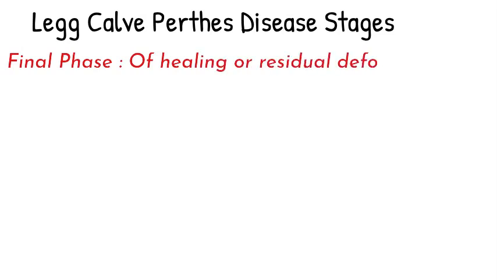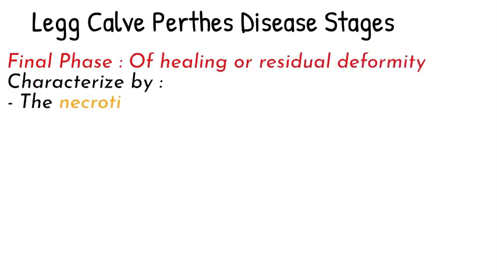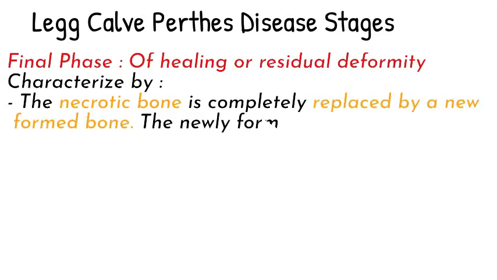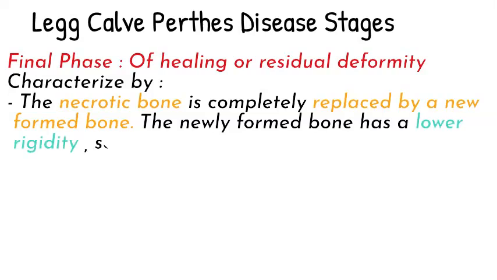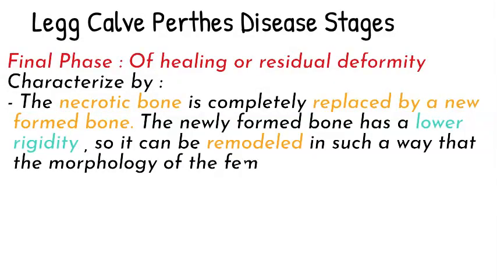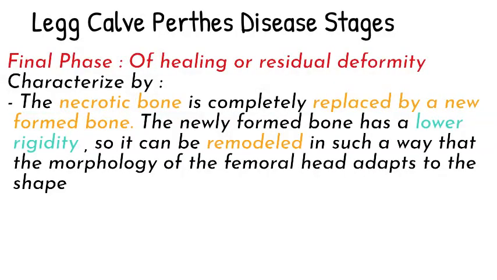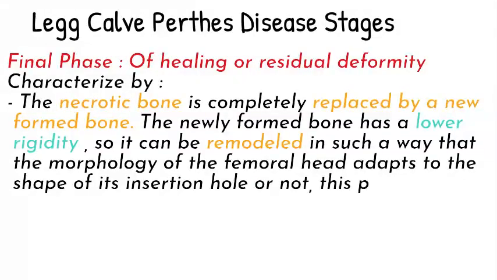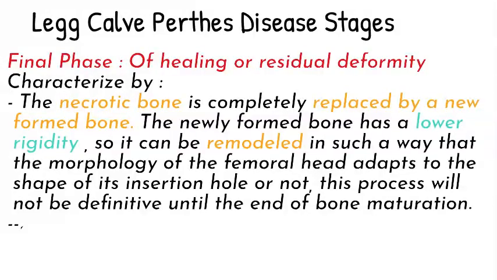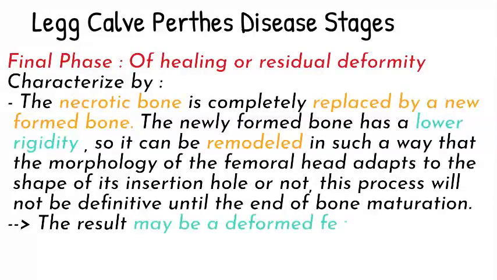Final phase, healing or residual deformity. It is characterized by the necrotic bone being completely replaced by newly formed bone. The newly formed bone has a lower rigidity, so it can be remodeled in such a way that the morphology of the femoral head adapts to the shape of its socket, or not. This process will not be definitive until the end of bone maturation. The result may be a deformed femoral head.